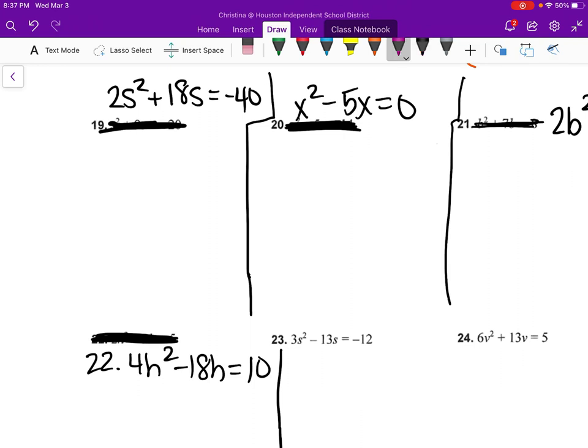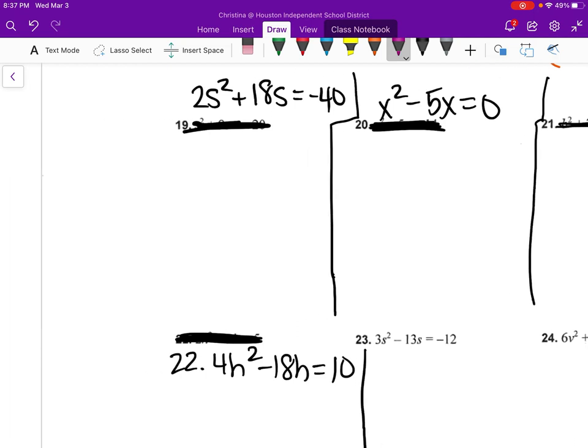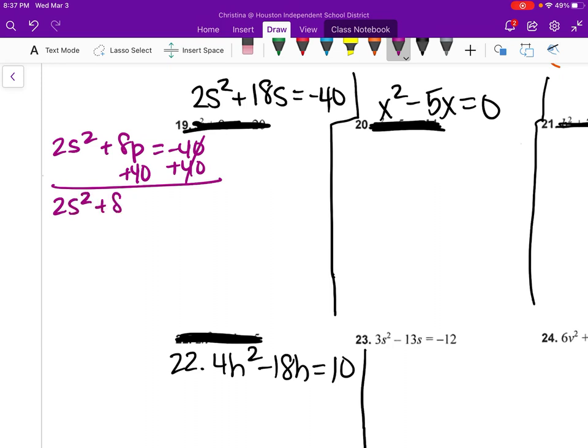Okay, so let's start with question 19. First thing I want to do is make this equal to 0. In order to make this equal to 0, I'm going to have to add the 40. So s squared plus 8s equals -40. I'm going to add 40 to each side. So 2s squared plus 8s plus 40 equals 0. There we go. Okay, I'm going to have to factor this.